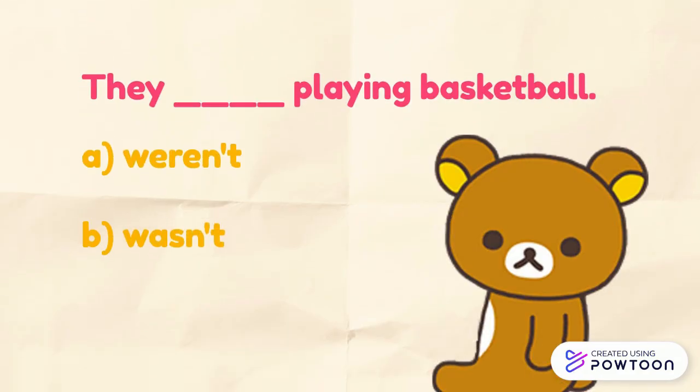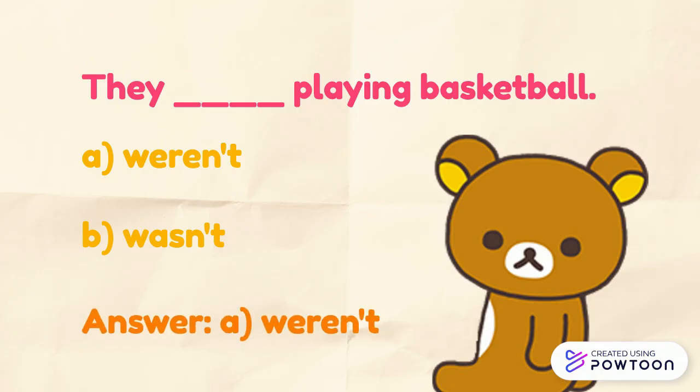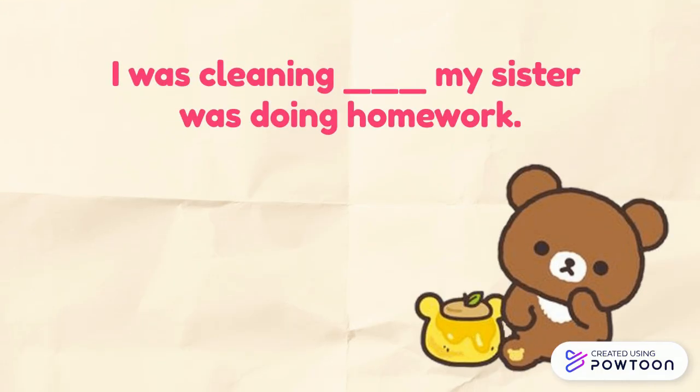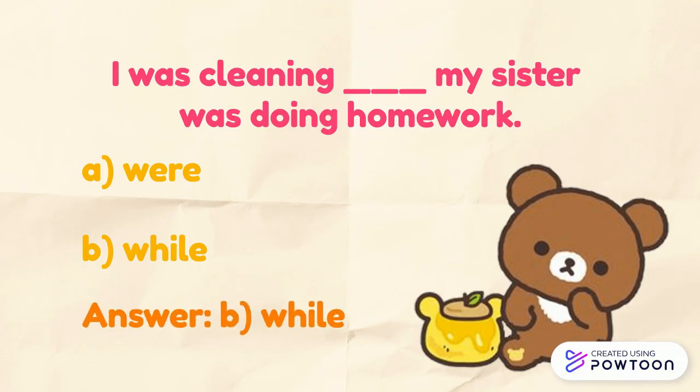Now the second sentence. They blank playing basketball. We have A, weren't, or B, wasn't. The correct option is A, weren't. And the last one. I was cleaning blank my sister was doing homework. We have A, were, and B, while. The answer is B, while.